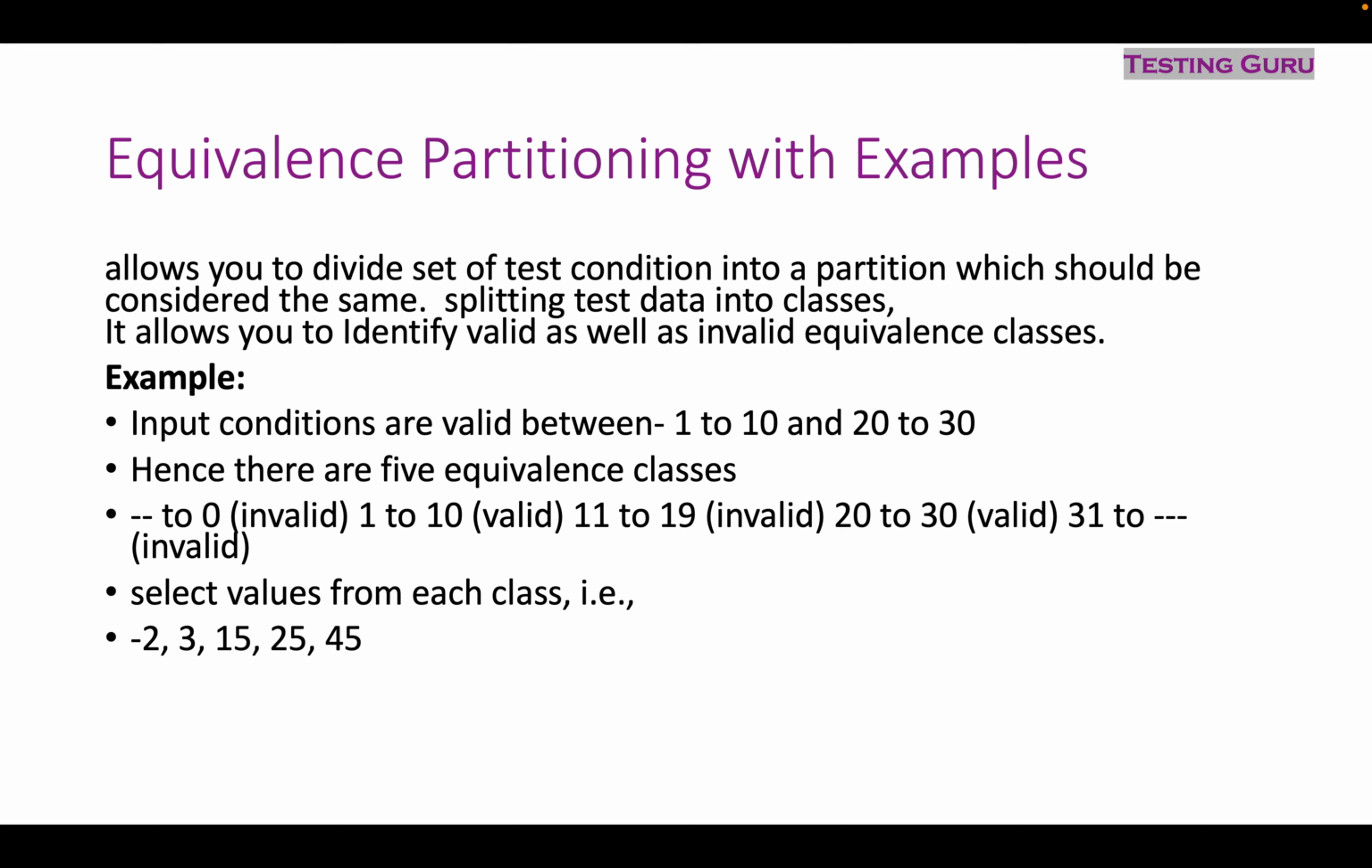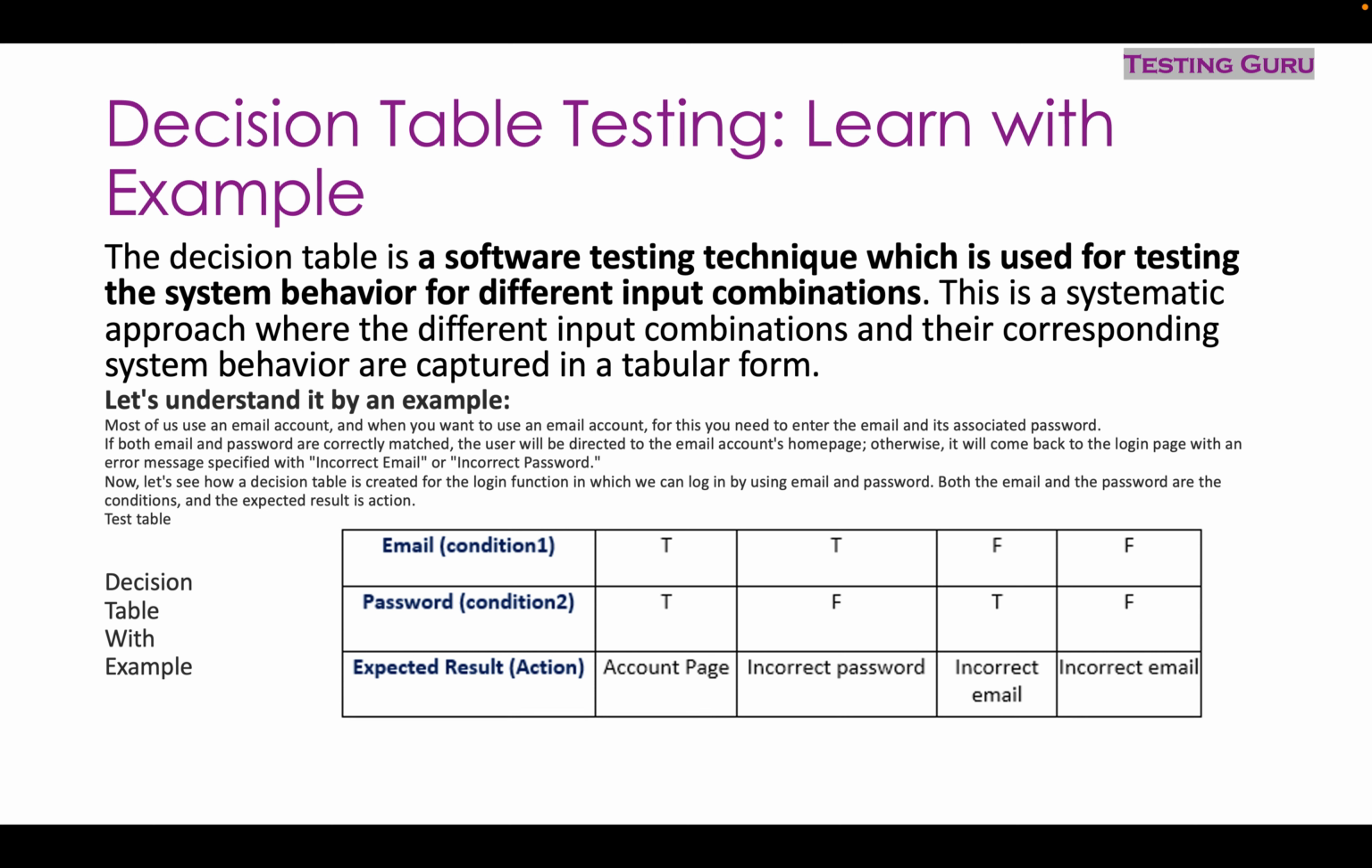And coming to the next testing technique, we have decision table testing. So what is decision table testing? It is a software testing technique which is used for testing a system's behavior for different input combinations. This is a systematic approach where the different input combinations and their corresponding system behaviors are captured in a tabular format. Okay, so let's understand it with an example.